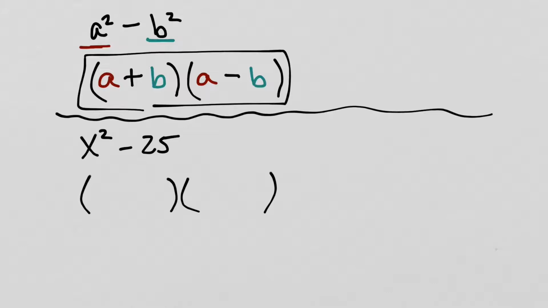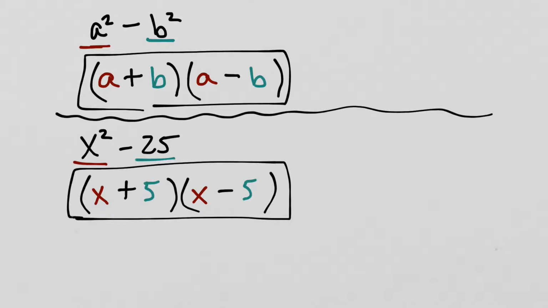We have two terms, x squared and 25, so it is a binomial. We have a difference because there's a minus sign. And now we look. X squared, can we take the square root? Yes, we can. X times x. Then we look at the 25. Can we take the square root? We can. 5 times 5. And then we're going to place a plus sign and a minus sign.